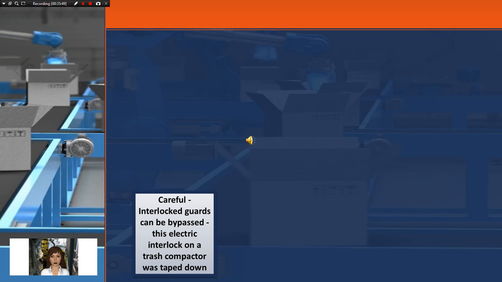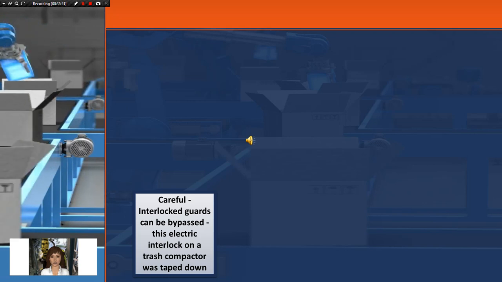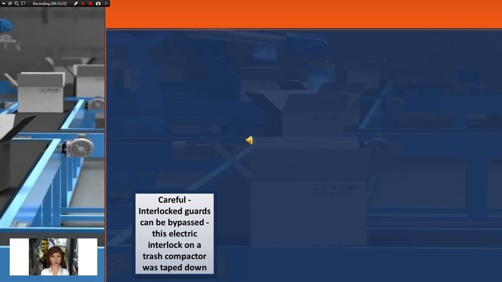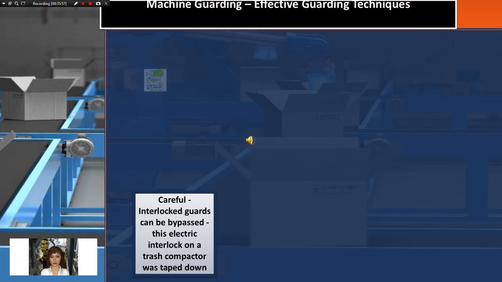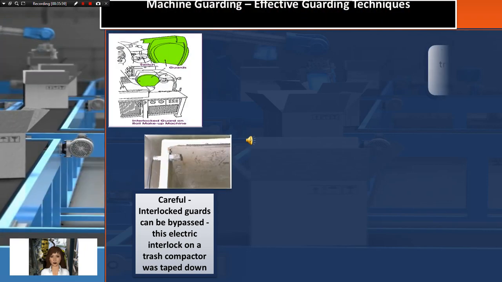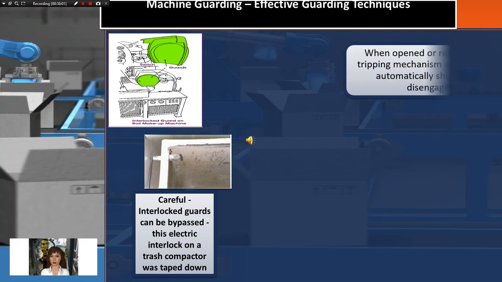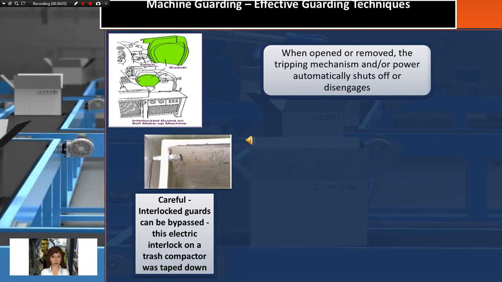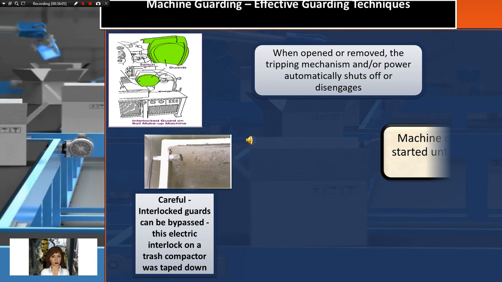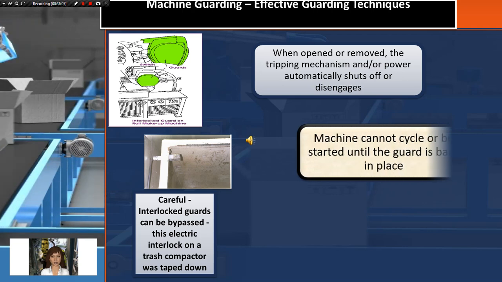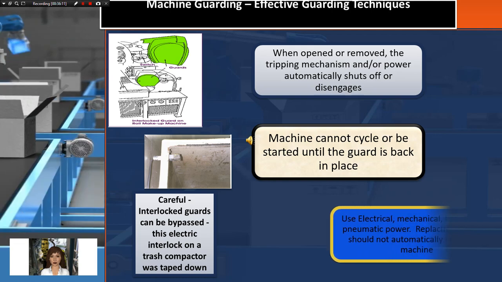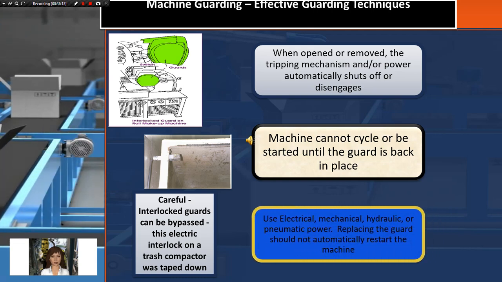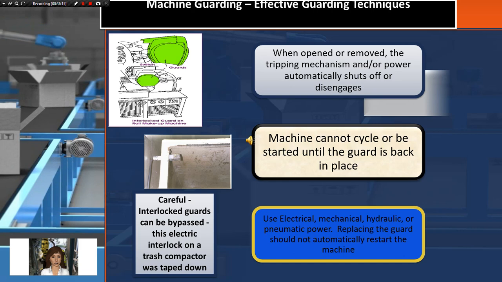Machine guarding. Effective guarding techniques. Careful, interlocked guards can be bypassed. This electric interlock on a trash compactor was taped down. When opened or removed, the tripping mechanism and/or power automatically shuts off or disengages. The machine cannot cycle or be started until the guard is back in place. They use electrical, mechanical, hydraulic, or pneumatic power. Replacing the guard should not automatically restart the machine.